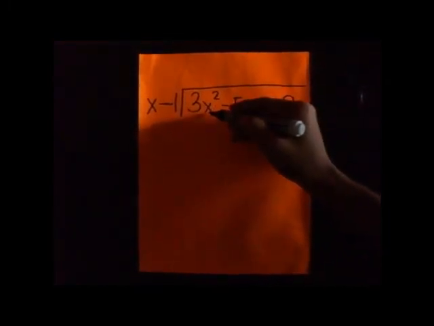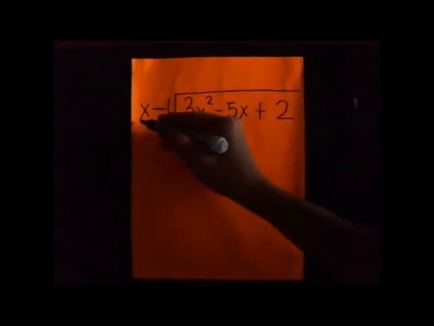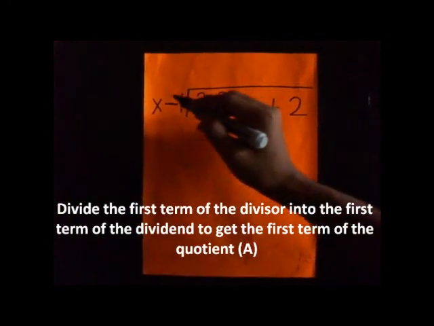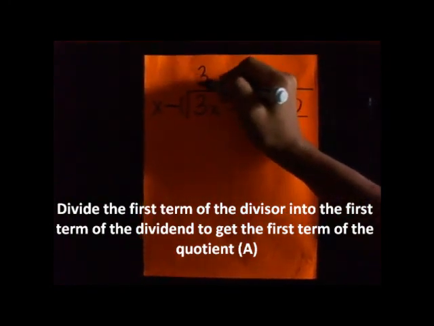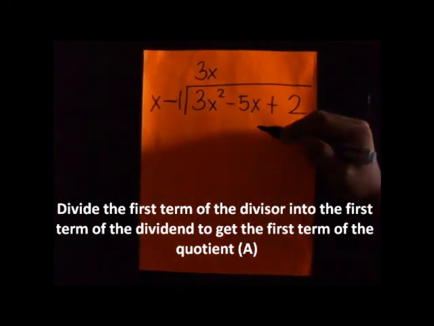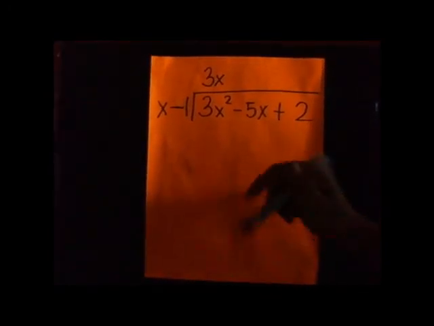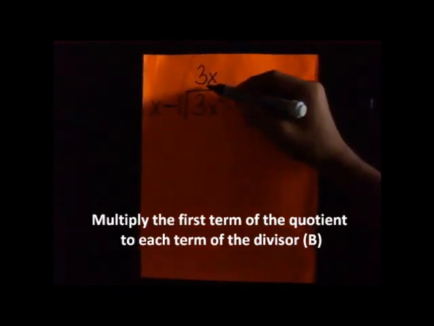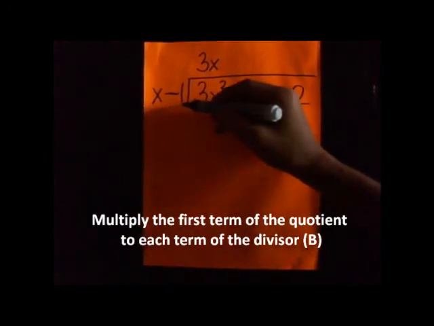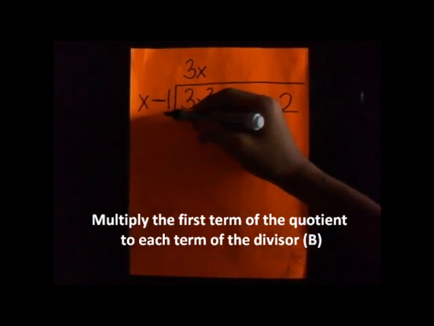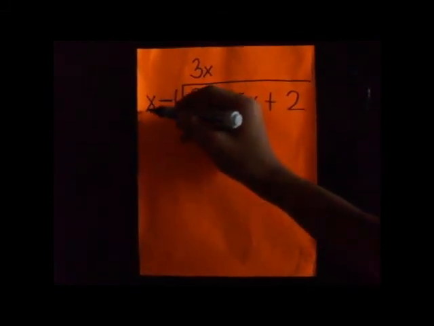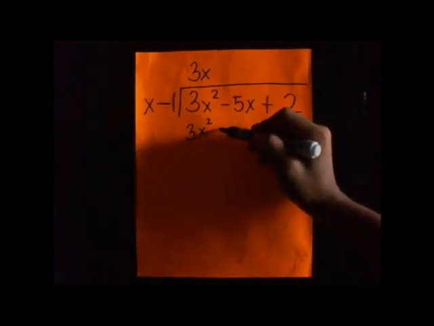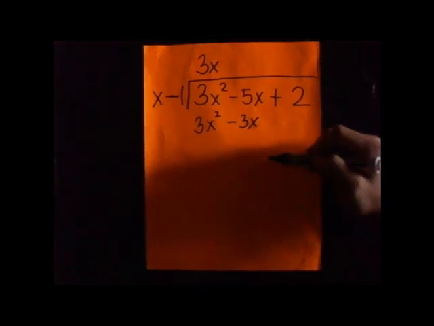First, we divide the first term of the dividend, which is 3x squared, by the first term of the divisor, which is x, to get the first term of the quotient. Now, 3x squared divided by x is 3x. And just remember how to divide monomials. Okay? Now, after that, we multiply the quotient that we have to the entire divisor, which is x minus 1. 3x multiplied by x results in 3x squared. 3x times negative 1 equals negative 3x.